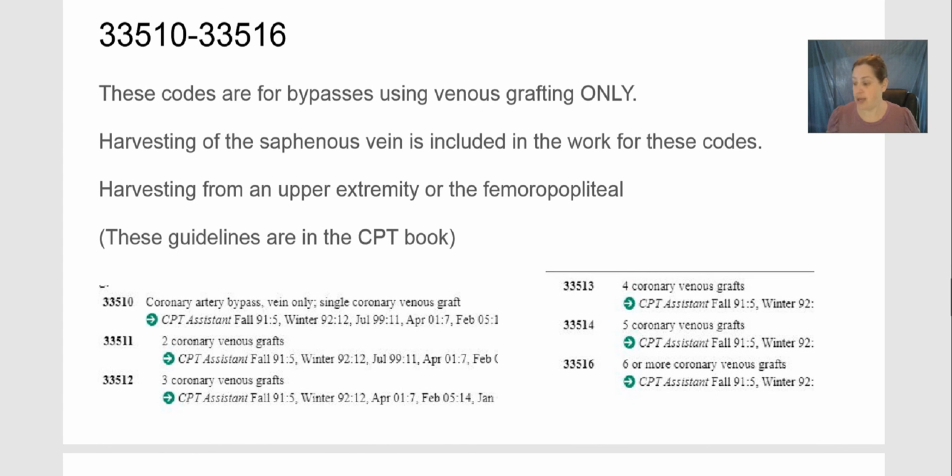So in your code book, pause the video and open your book to this code range, 33510 to 33516. Restart the video when you're ready to continue. Have that page open in front of you. When you get there, you will see that these codes are for doing a bypass using veins only. So if I'm doing a triple bypass, all three of them are veins. Maybe I'm only doing a single bypass and it's a vein. Doesn't matter. They're only veins that we're using. And I'm going to open my book to that page.